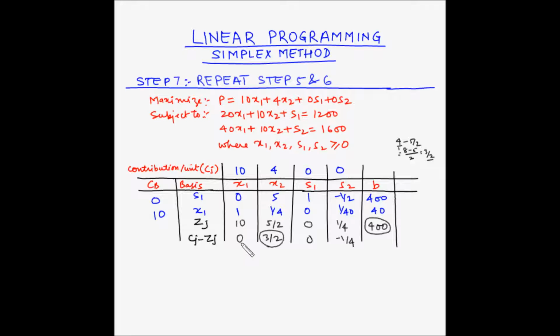So now let's move to the step number 6, where we will iterate towards the optimal solution. So in order to iterate towards the optimal solution, we have to observe the values of Cj minus Zj for different columns and mark the column for the maximum positive value. So here, this 3 by 2, which is within x2, is the maximum positive value. So basically this becomes your entering variable.